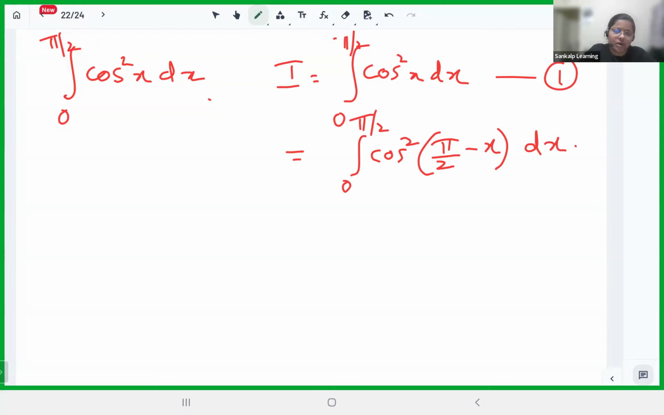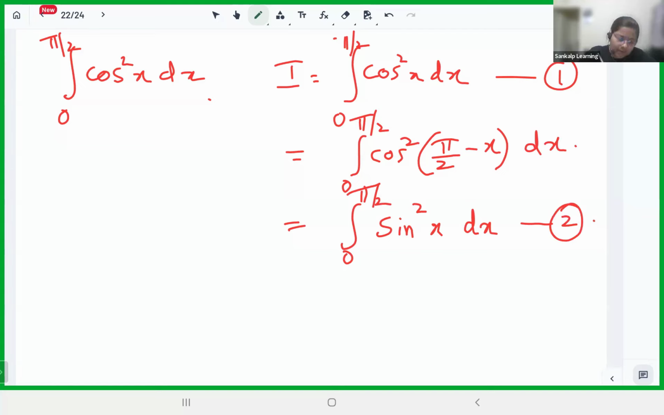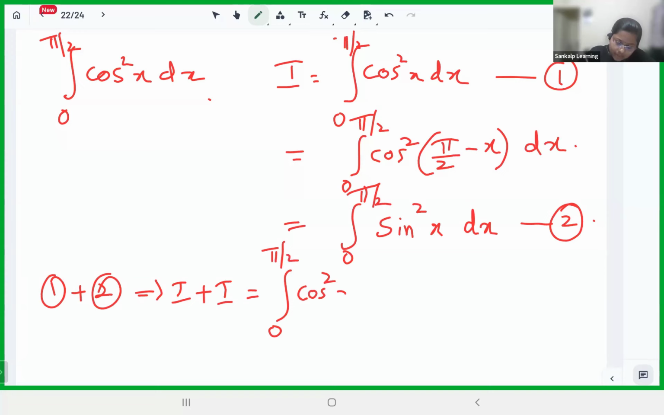Okay, so what is cos square of pi by 2 minus x? It is nothing but sine square x, right? So integral 0 to pi by 2 sine square x dx. So this is our second one. Let this be the second equation. So if you add 1 plus 2, I plus I is equal to integral 0 to pi by 2 cos square x plus sine square x into dx.